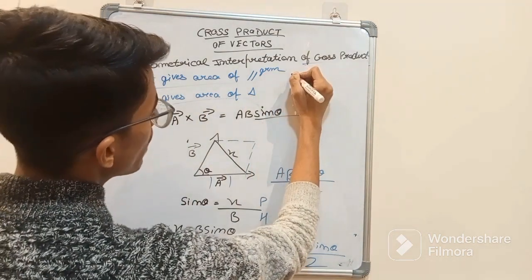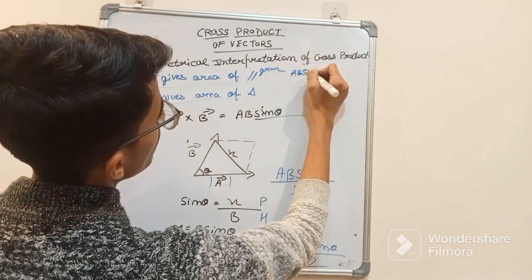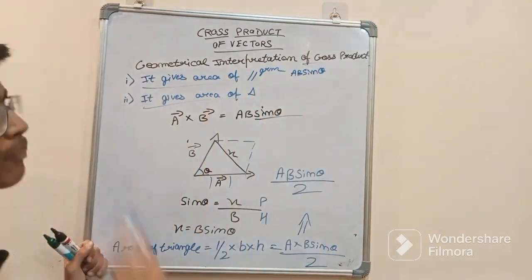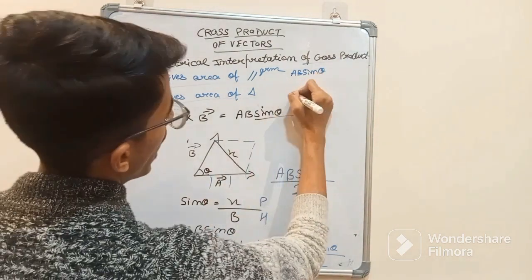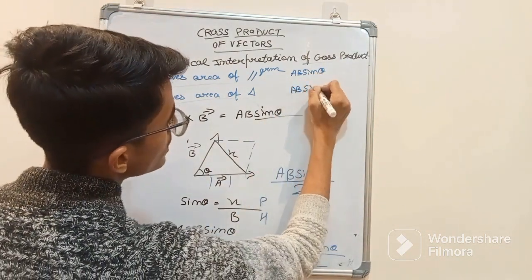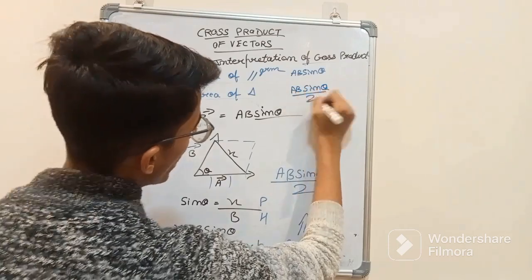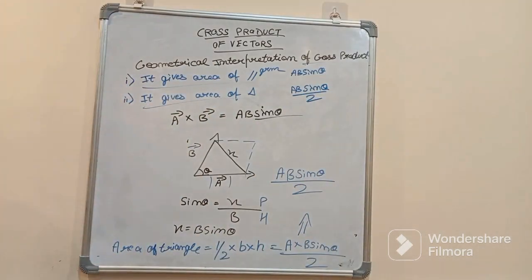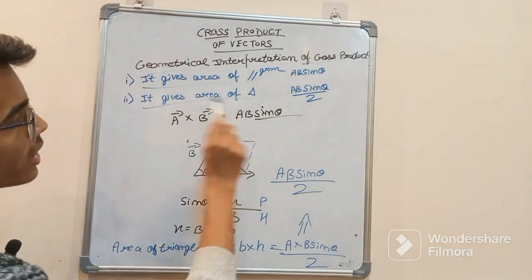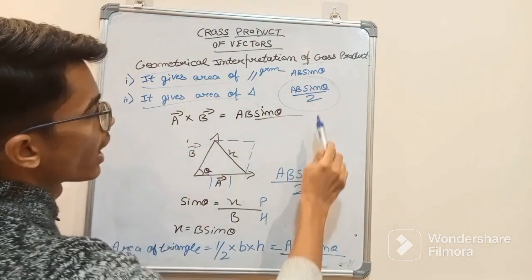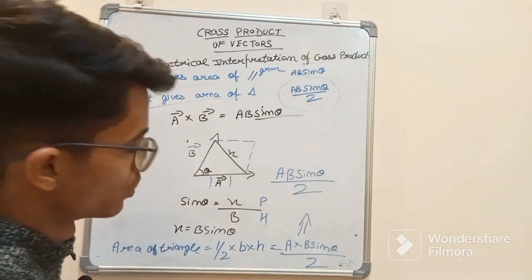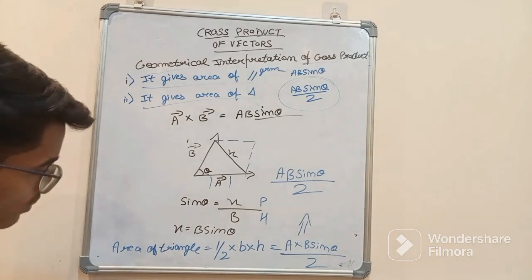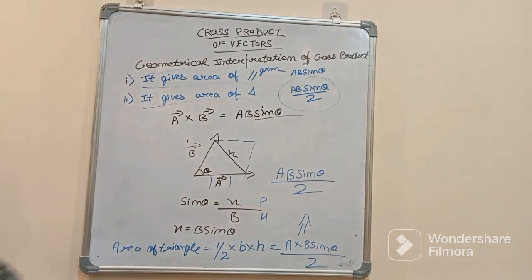Mind it, AB sin theta gives us the area of a parallelogram, and AB sin theta by 2 will give the area of a triangle. Both are geometrical interpretations, it's just that in a triangle we have to divide it by 2. So let's take one question.